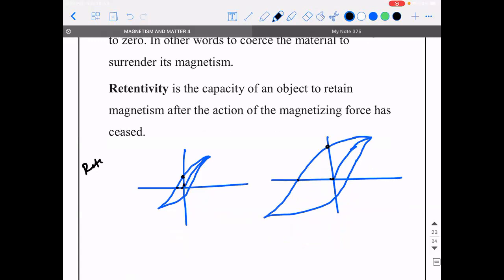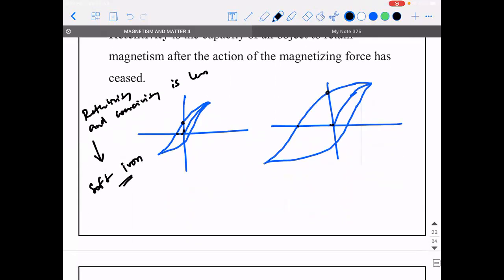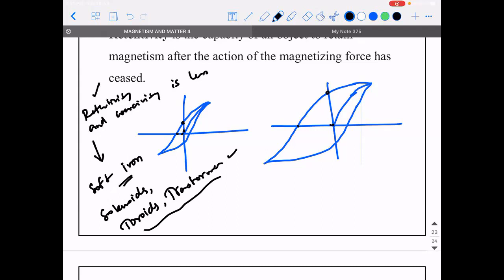Here, retentivity and coercivity are less. Then these kinds of irons are used to make soft iron. They are used in solenoids, toroids, transformers. All these devices should use iron material that has low retentivity and low coercivity.